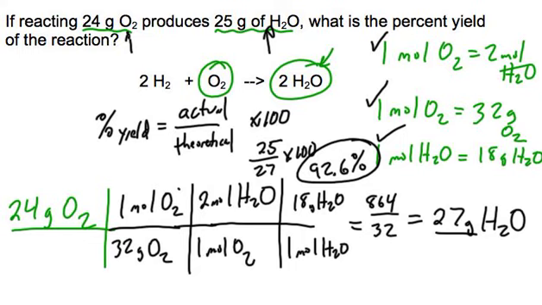So again, you have to first figure out your theoretical amount, usually with a stoichiometry problem, and then compare that to your actual amount to get the percent yield.